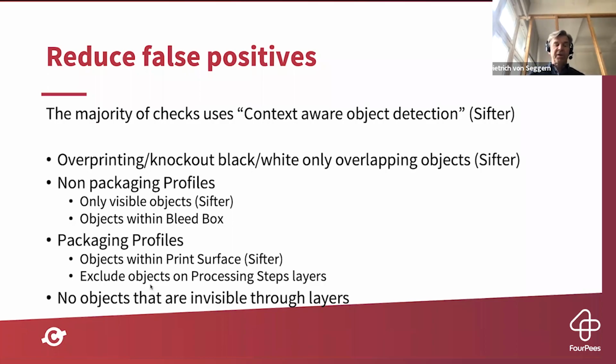Secondly, for packaging profiles, you would want to exclude any objects that are on processing steps layers. For instance, if there were a line width check, you wouldn't want to check the die line because it doesn't really matter, as it's nothing you would actually print. You would want to ignore the legend, for instance, that you have on many packages, because it's just an explanation. It isn't really print content, nor is the embossing or whatsoever. So we would want to exclude any objects on processing steps layers. And finally, in all of the profiles, you would want to ignore any objects that are initially invisible through layers, because they are not going to be printed. And that has all been implemented.